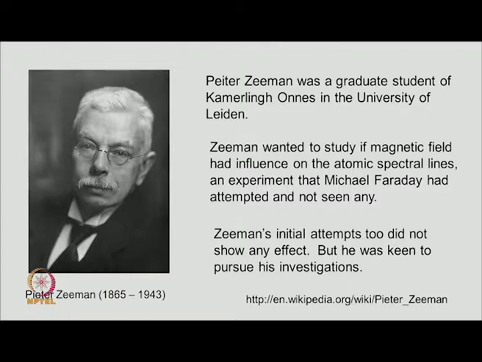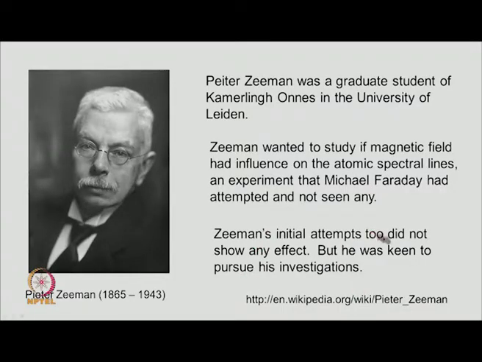Now, Zeeman wanted to study if a magnetic field had an influence on atomic spectral lines. In those days, it was already known that atomic spectra come in the form of discrete lines. So, he wanted to study if a magnetic field could show any effect on them. As a matter of fact, Michael Faraday did try to investigate this, but he could not see any effect, and Zeeman's initial attempts also did not show any effect, but he was very keen to pursue his investigations.